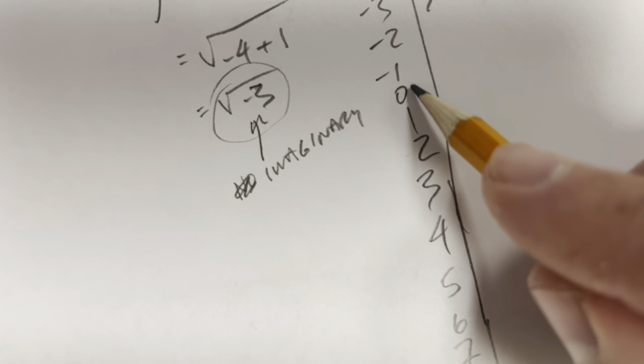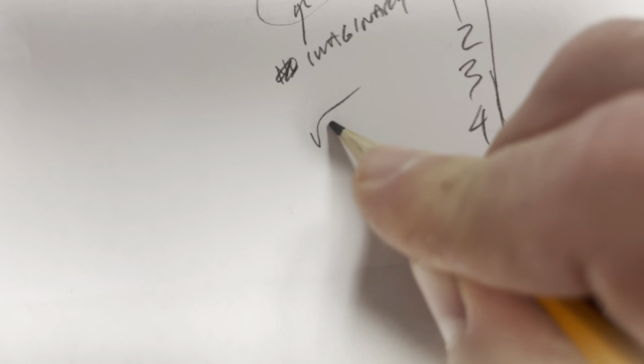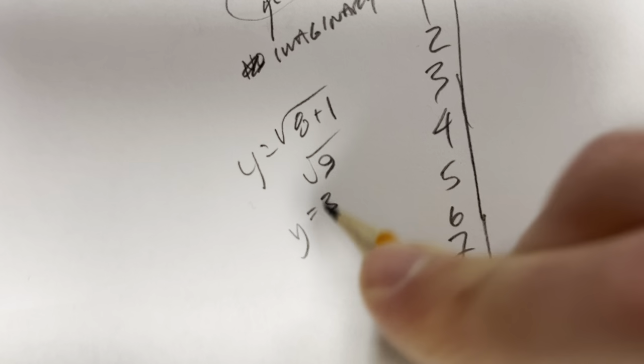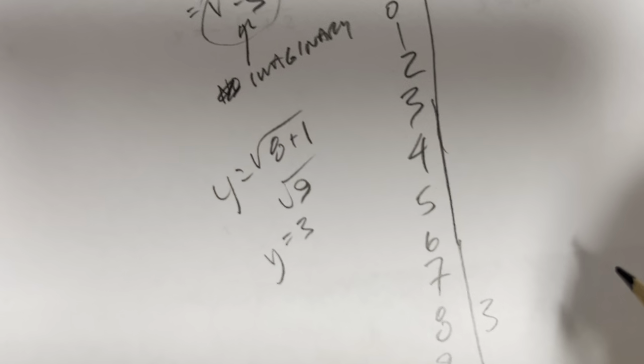You do have one for all of these numbers, and depending on what you have over here, you're going to have y values for a bunch of these other numbers. So let's say, for 8, if I plug in 8 plus 1, that gives me 9, square root of 9, which is 3. So y equals 3. When x is 8, y is 3. So we do have some coordinate pairs that we can plot on this graph.